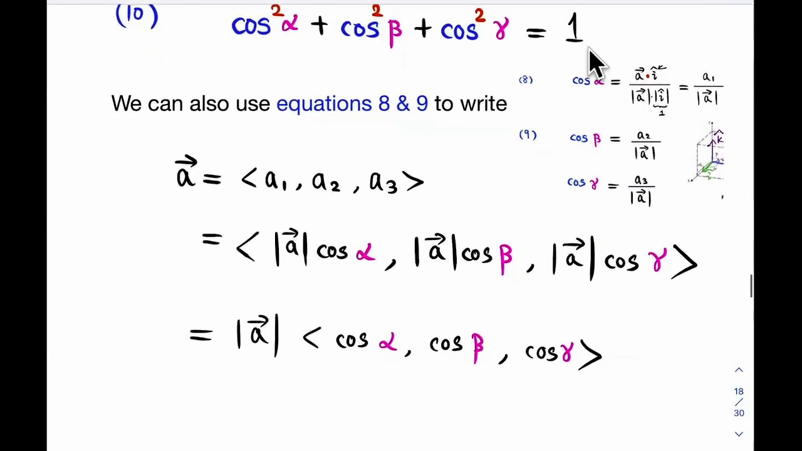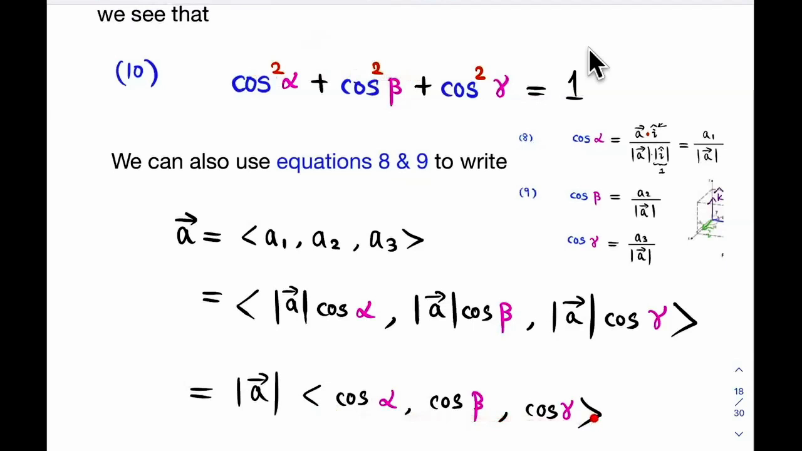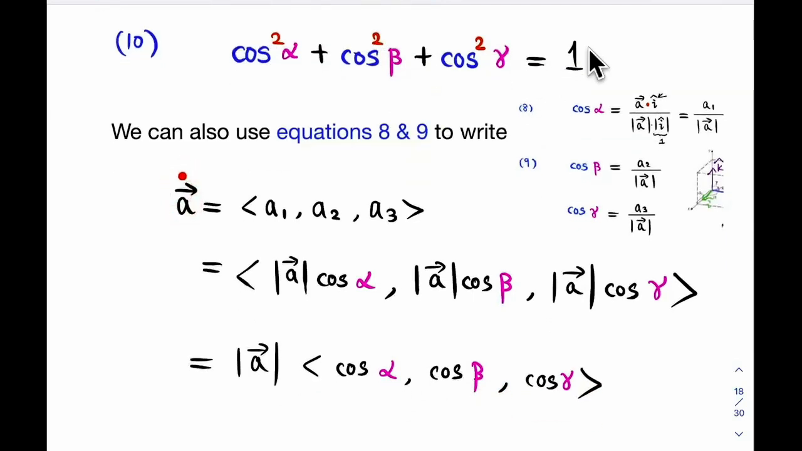So one way to express this vector is to take the magnitude of this vector times this vector that has each component as the direction cosine. Now I'm going to ask you a simple question. This vector over here, is it a unit vector? Yes, the magnitude of that is equal to 1. We just proved it over here, right? The magnitude is 1, so it's a unit vector. So basically a vector A is equal to the magnitude of A times the unit vector that is in the same direction as A, which makes sense, right?